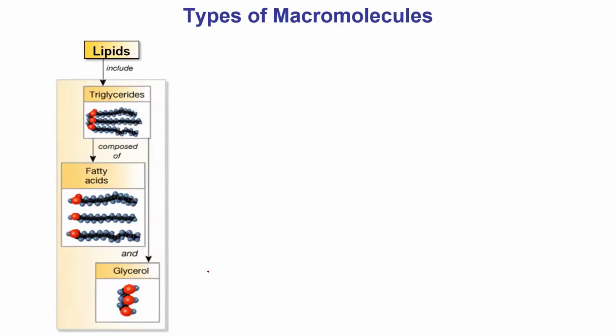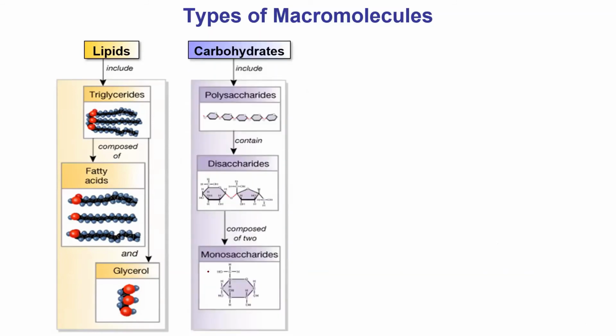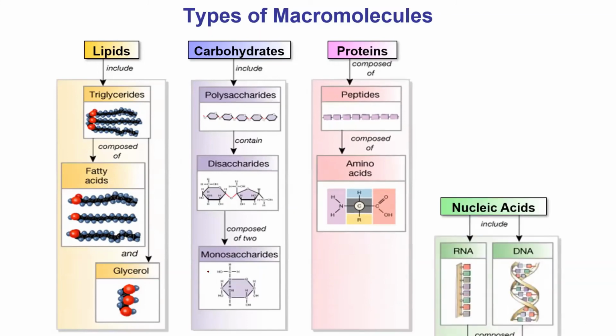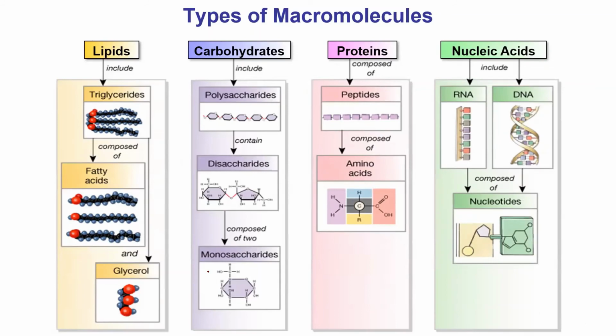So what do we have for macromolecules? It's kind of like the four food groups. We have lipids, so that includes things like fats. We have carbohydrates, also known as sugars. We have proteins, also known as peptides. And the last food group, we have nucleic acids. So that includes DNA, RNA, and also some energy nucleotides such as ATP.